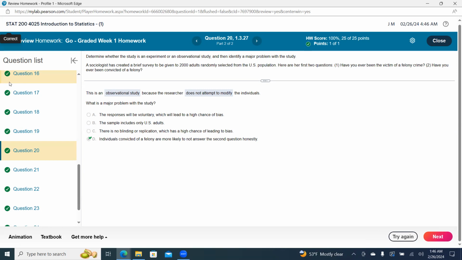So here we have individuals convicted of a felony are more likely to not answer the second question honestly. These are quite annoying here. Determine whether the study is an experiment or observational study, and then identify a major problem with the study. So we can kind of look at this one here if we want. Remember, if there's no treatment, it's automatically observational, but it's just kind of for time.